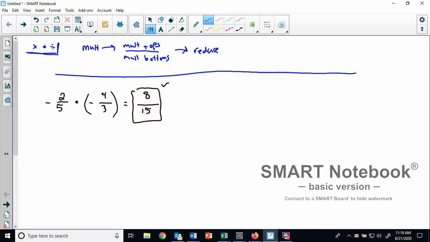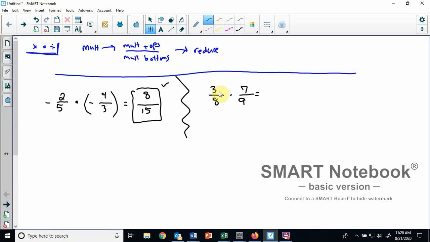Okay? That's way easier than trying to multiply decimals. Fractions are where it's at, guys. Fractions are awesome. That was pretty easy, right? Let's do more examples. About 3 over 8 times 7 over 9. Okay? So I can multiply straight across, then reduce.